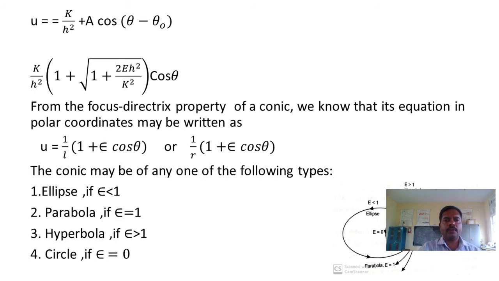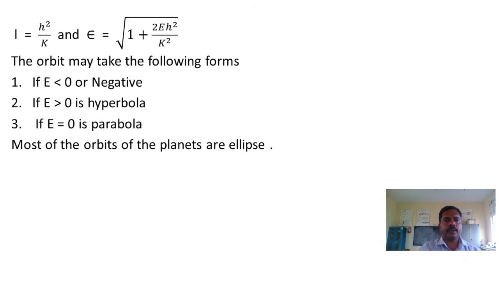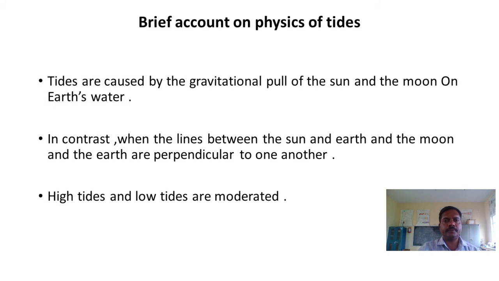The conic may be of any one of the following types. If e is smaller than 1, it is an ellipse; if e equals 1, a parabola; if e is greater than 1, a hyperbola; if e equals 0, it is circular. So L equals h square by k square, e equals square root of 1 plus 2 E h square by k square. So the orbit may take the following forms. If E is smaller than 0, it is an ellipse; if E is greater than 0, it is a hyperbola; if E equals 0, it is a parabola. Most of the orbits of the planets are ellipses.